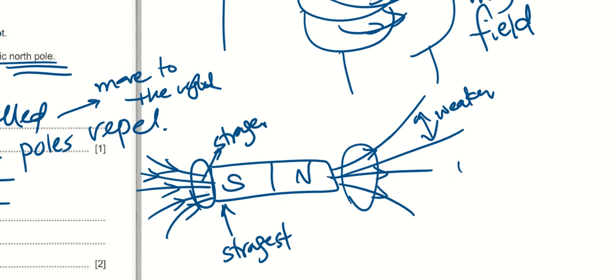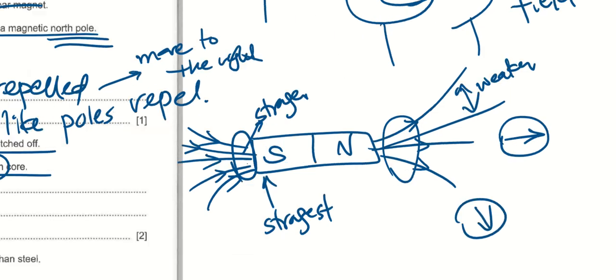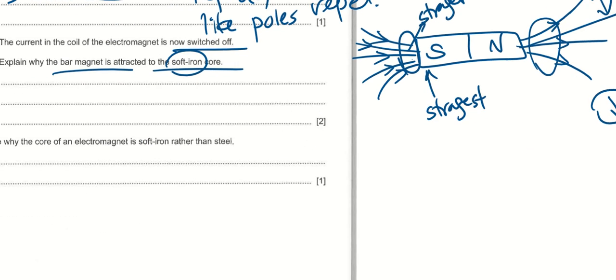So if I have a compass here, the compass will point in the direction of the magnetic field lines. Okay, so take note of that.